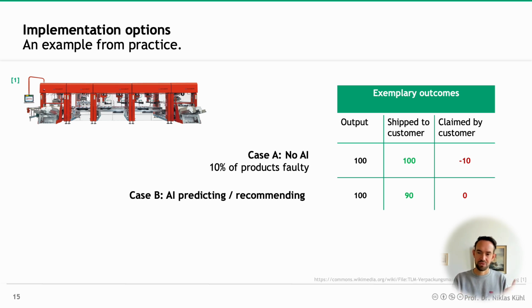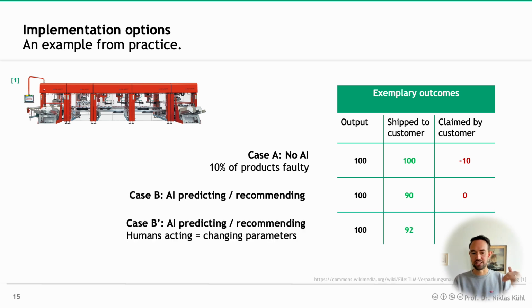And now let's say we implement an AI that is recommending precise changes of the parameters of this factory line, right? Not the parameters of the algorithm that we covered last time, but how, I don't know, temperature, pressure, adjustments in this factory line, and the human is changing these parameters. And let's say it helps the human here and there, right? We could go up by 2 more units. So again, we produce 100, and now only 92 of them are perfect, and 8 are still faulty.